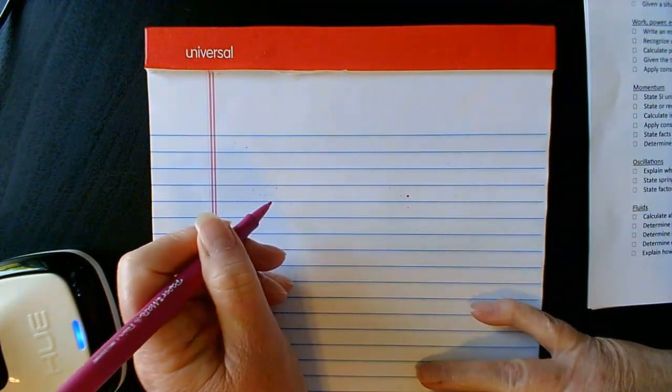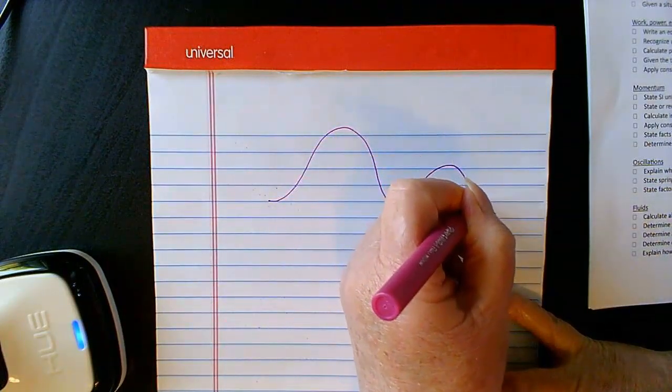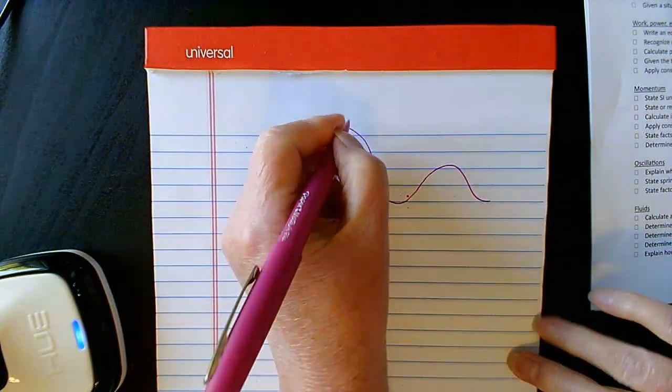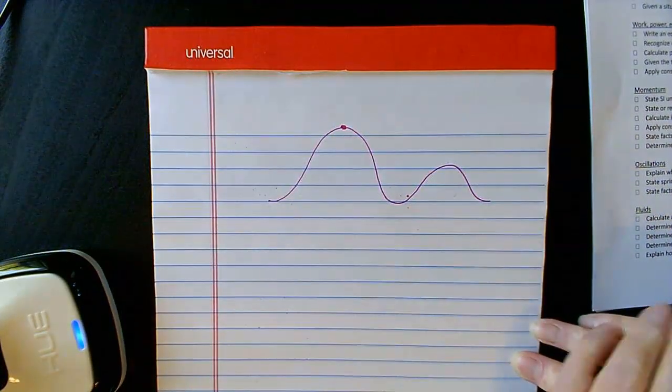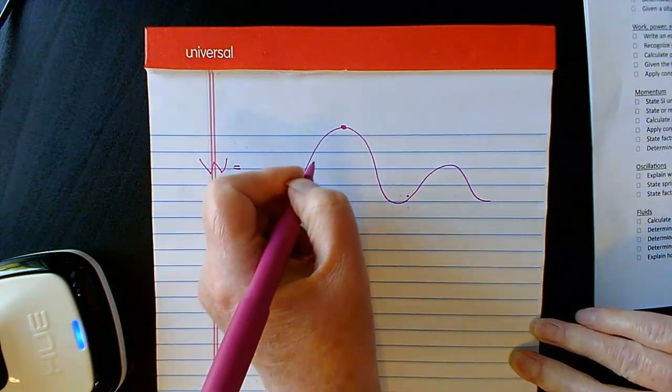All right, the next topic says calculate total energy and determine the potential and kinetic energy for any spot on a roller coaster. So let's just make up a roller coaster here. We'll go like this, we'll go like this, and all right, so the motor does work to get the roller coaster to the top of the hill.